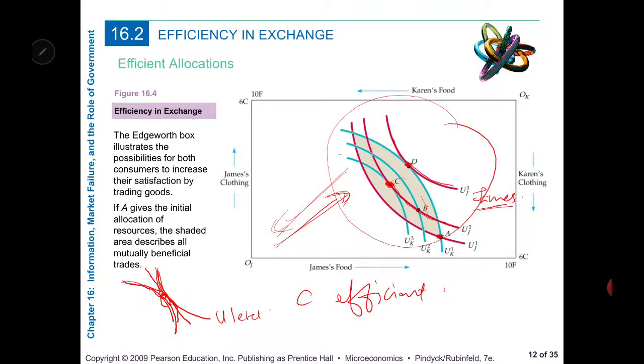This is for James. So in other words, you reach the tangency requirement, but you are doing this at the highest possible indifference curve for James and lowest indifference curve for Karen. So it is efficient, but if you look at D, yes, efficient, but it will be in favor of James.